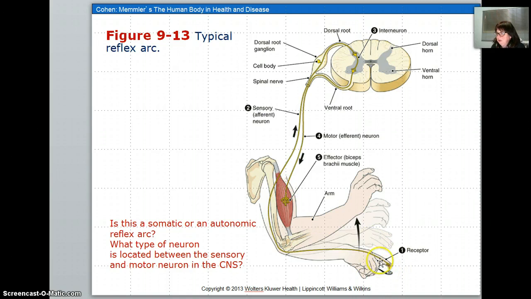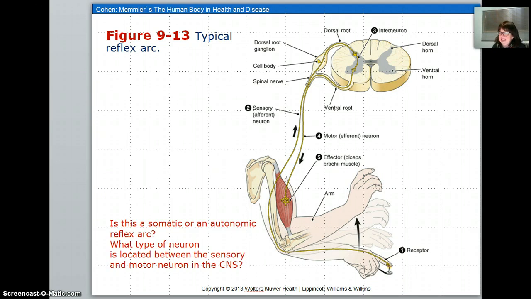The finger gets poked. The receptor, which would probably be a Pacinian corpuscle in your finger, feels the pain, and it sends the message straight to your spinal cord, and it stays at the level of your spinal cord. Very little integration, and it comes out quickly, innervating your bicep, and your bicep contracts and you move your finger quickly. So it's very simple, very rapid, very uncomplicated.